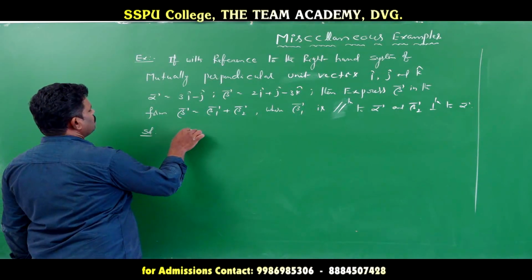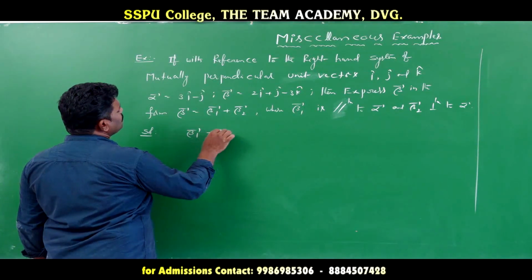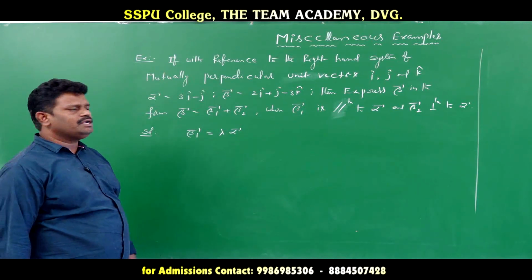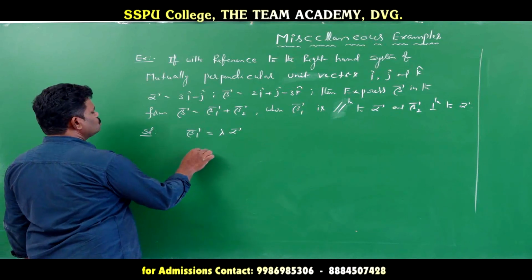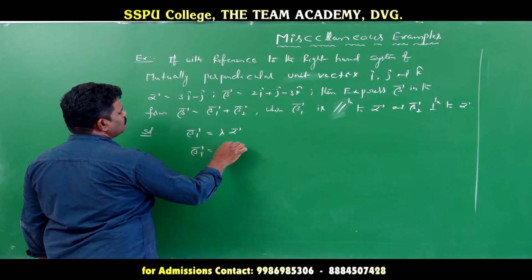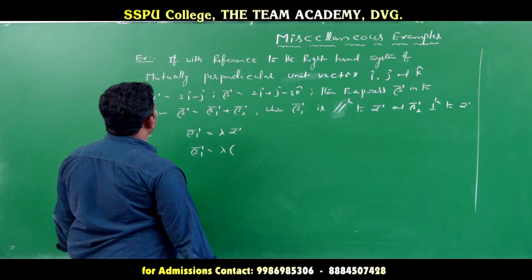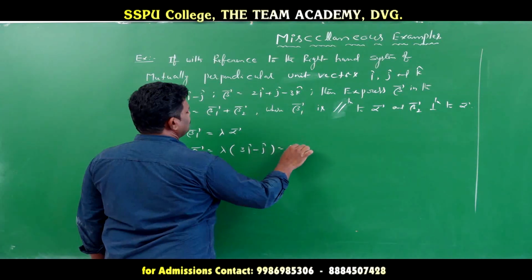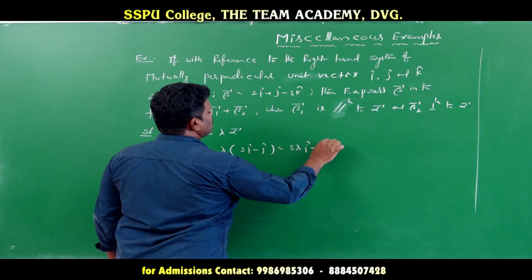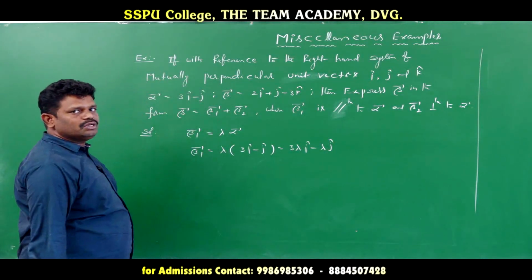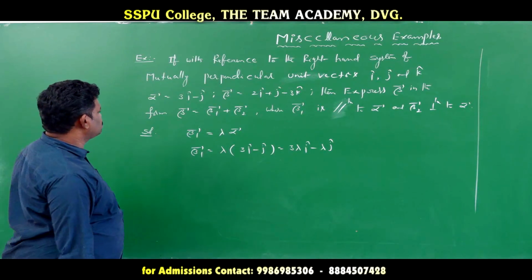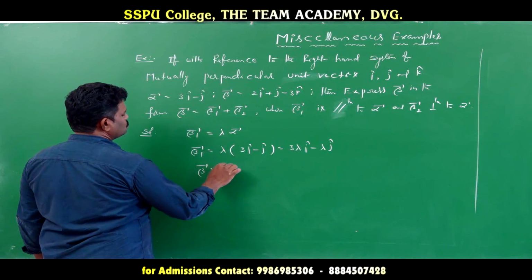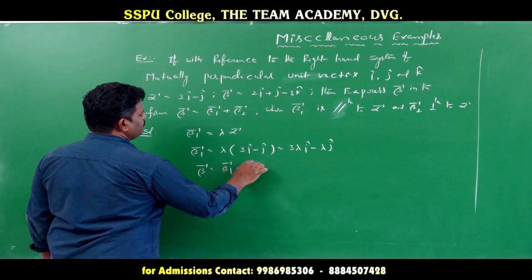First, beta 1 is parallel to alpha, which means the collinear condition: any vector is equal to lambda into another vector. So beta 1 is equal to lambda into the alpha value, 3 i cap minus j cap. So that's 3 lambda into i cap minus lambda into j cap. Okay? Next, beta is expressed in terms of beta 1 plus beta 2. So beta is equal to beta 1 plus beta 2 value.